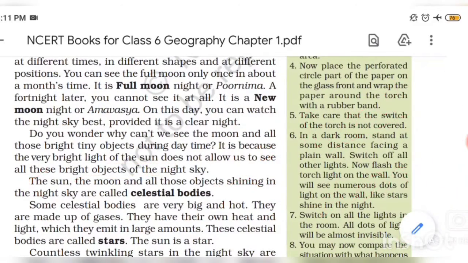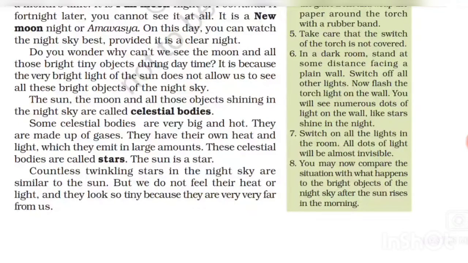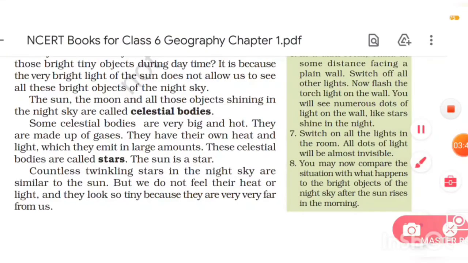Some celestial bodies are big and hot, and they are made of gases. They have their own heat and light, and they emit a large amount. These celestial bodies are called stars. The objects which are very hot and big in size, made of gases, with their own heat and emitting light in large amount are called stars, and the sun is an example of a star. Whereas the objects which do not emit light are called planets. A planet is the most perfect example of objects which do not emit their own light, because a planet has no light of its own.